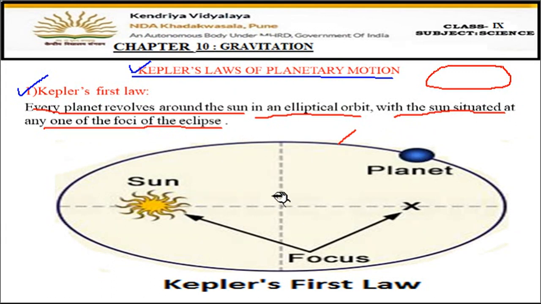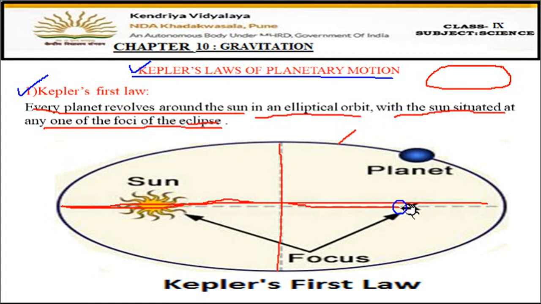See, this one is one of the foci, and this one is the other focus, right? Foci of the elliptical orbit. Okay, here it is not eclipse, it is elliptical orbit. So this is the elliptical orbit which is formed, and there are two foci present in between, right? You can see that this horizontal line is bigger than the vertical line. The one which is of more length is called the major axis, and the one which is smaller is the minor axis.